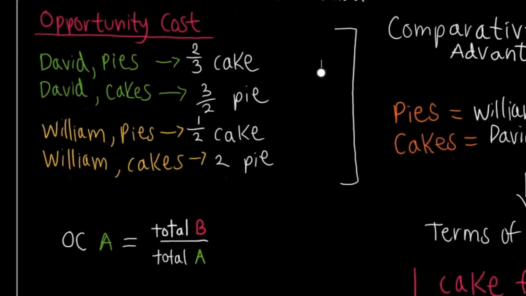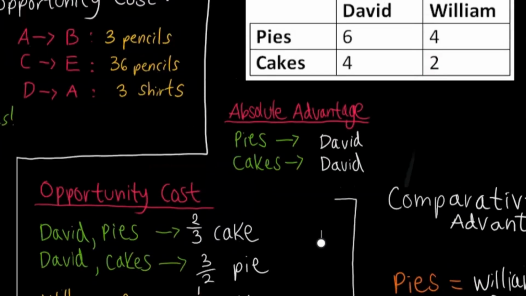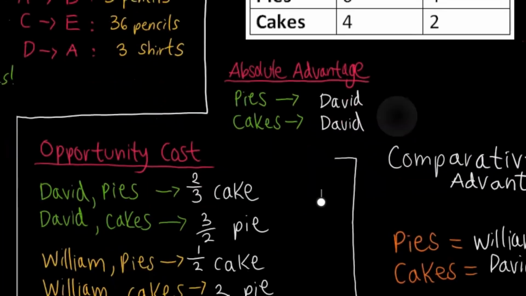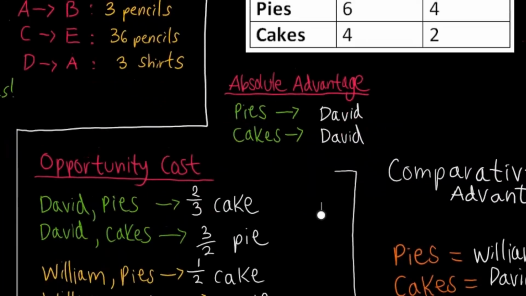We can see the total here is 4, and we just set it over the total of A. Our total of A here is David and his pies at 6. So 4 over 6 is a 2/3 ratio, or a 2/3 fraction. Therefore, our opportunity cost there is 2/3 of a cake.